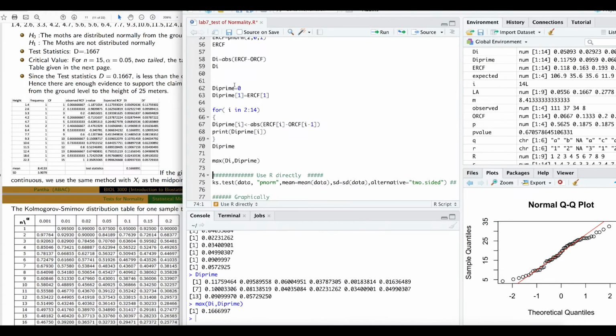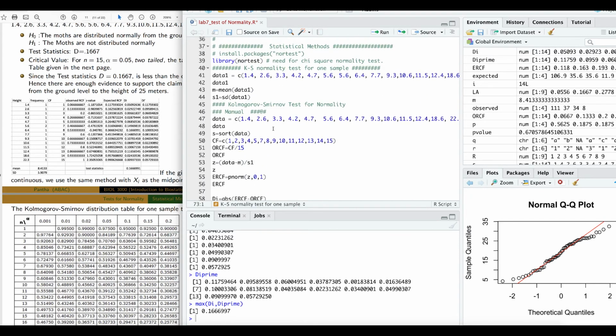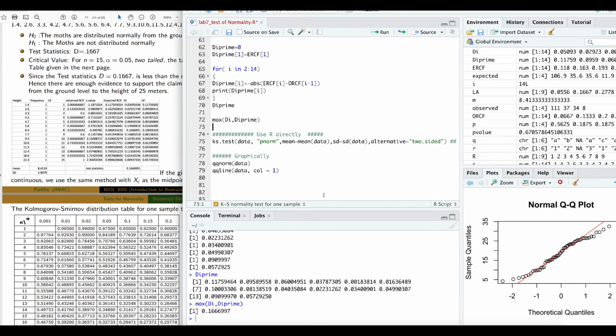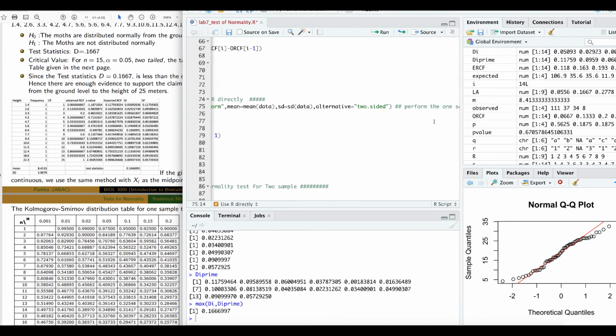Okay guys, we don't want to do all those long methods. So what we want to do is the ks.test. That's all you do. ks.test, the data is data1, because that is the original data. So ks.test data1, then pnorm, and then mean equals mean of the data, and SD equals the standard deviation, and the alternative is that one.